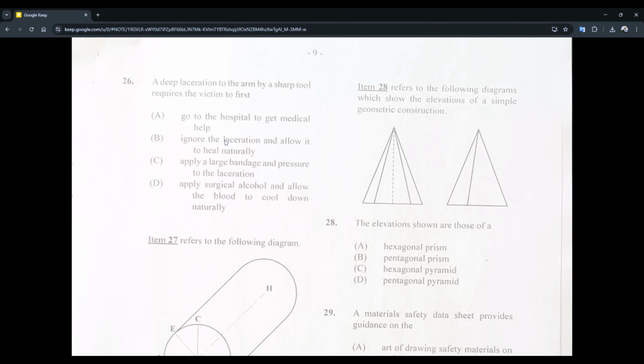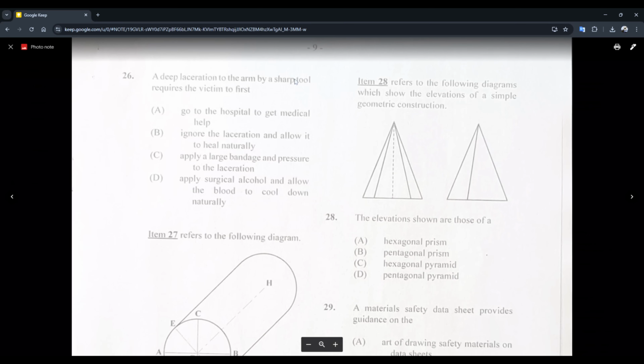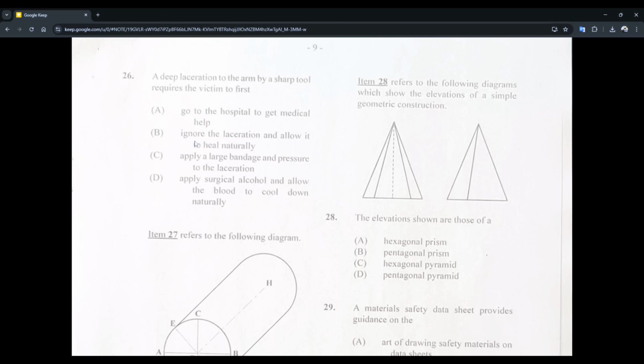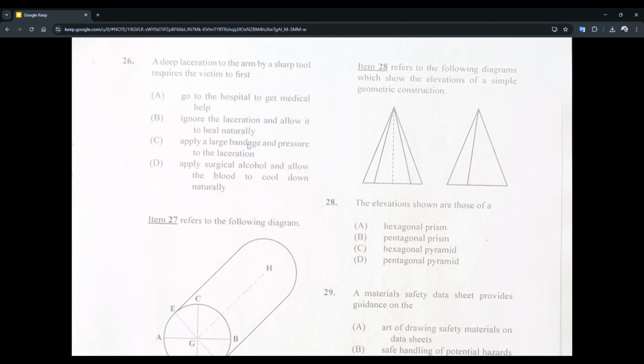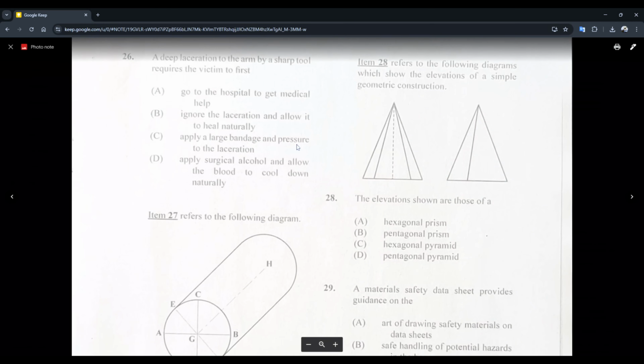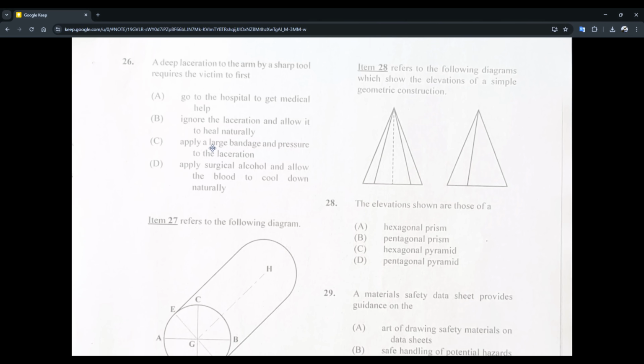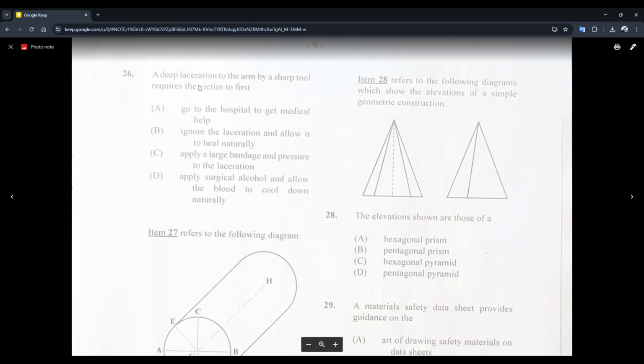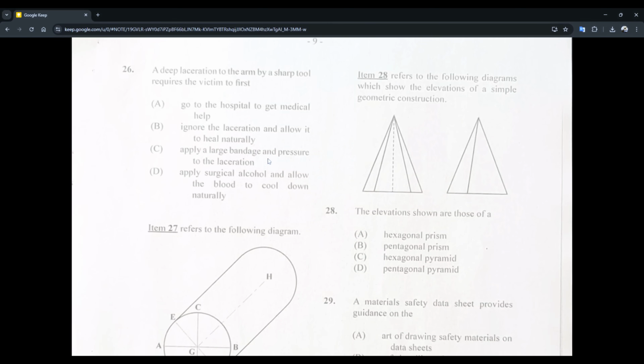Number 26. A deep laceration to the arm by a sharp tool requires the victim to first go to the hospital, ignore the laceration, absolutely not. Apply a large bandage and pressure the laceration, apply surgical alcohol, and allow the blood to cool down. All right, so the answer is C. You apply some sort of large bandage and you pressure the laceration. Remember, it's a deep laceration, which means that the person will be bleeding heavily. And the first course of action is to try to stop or slow down the bleeding. So C.